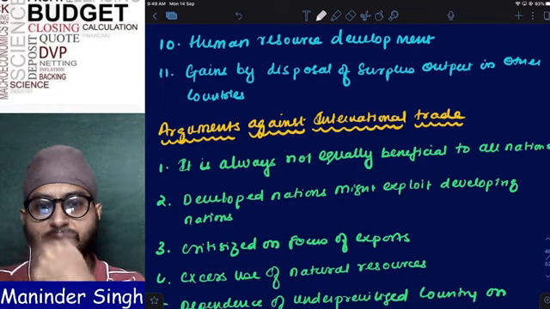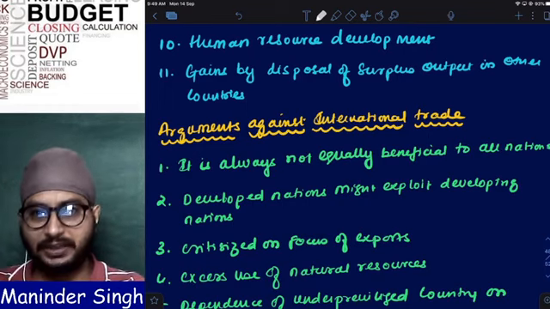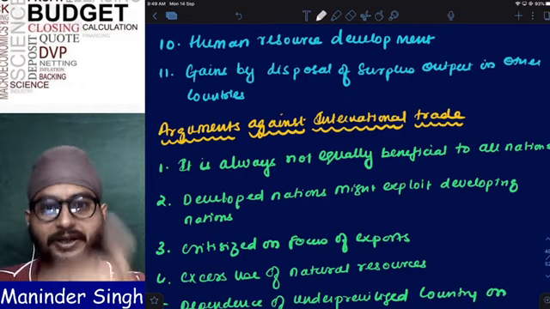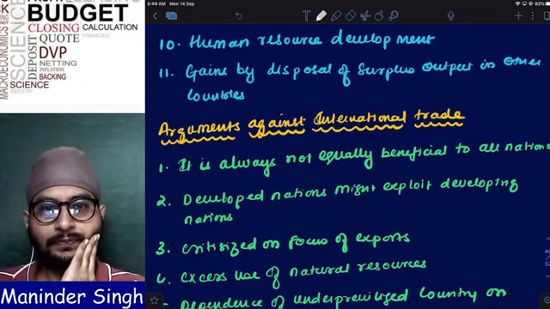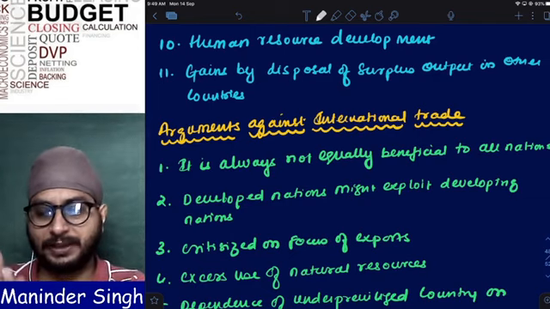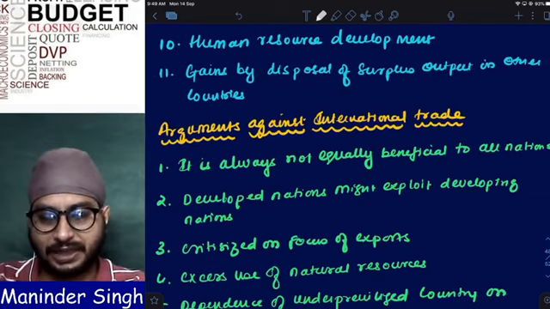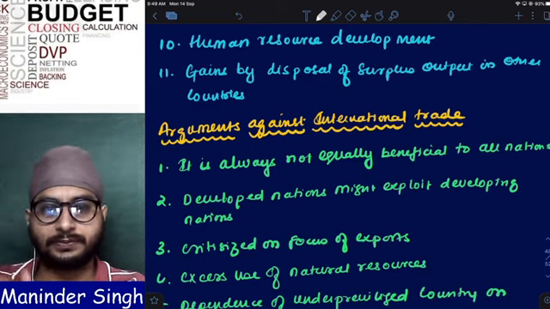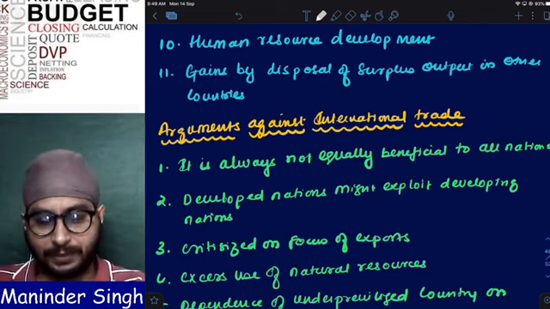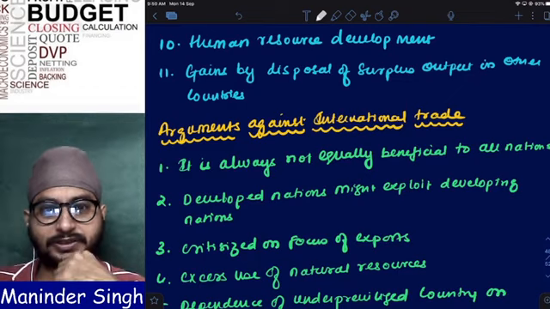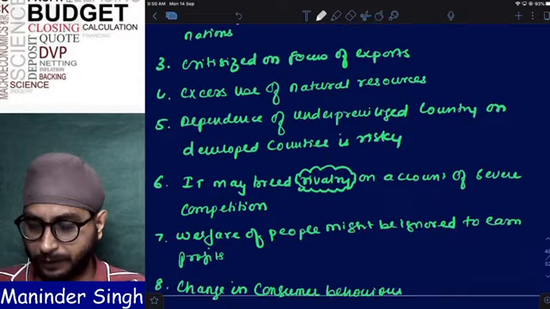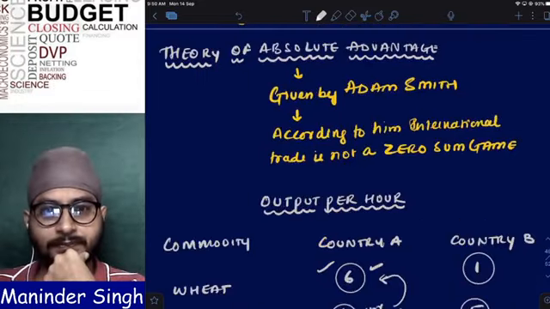You are also at an advantage and disadvantage. I should have an advantage in one product, and you should also have an advantage in one product. Then only trade can happen. Correct or not? But there might be a situation where, in both the cases, I am at an absolute advantage. In that situation, do you think the theory of absolute advantage will be correct?